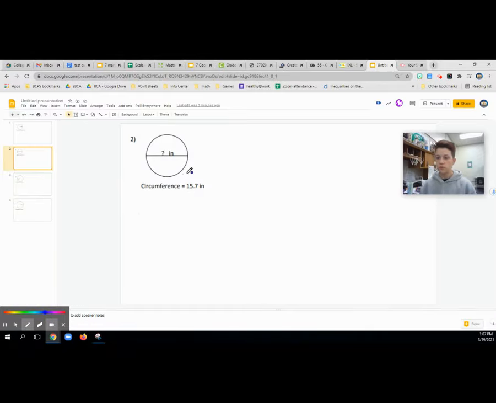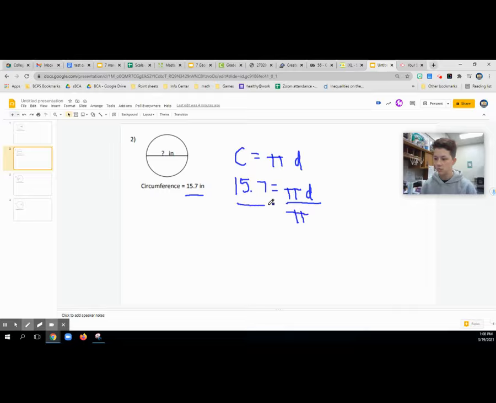Here we are given a circle with the diameter labeled and a circumference of 15.7. So I will use the formula circumference equals pi times diameter. And I don't know the diameter, we're going to solve for that, but I do know the circumference is 15 and 7/10. And I don't have any like terms to combine, so I'm just going to divide both sides by pi. And I will use 3.14 for pi. When I do that, I end up with 5 equals diameter. So I know that this here is 5 inches.